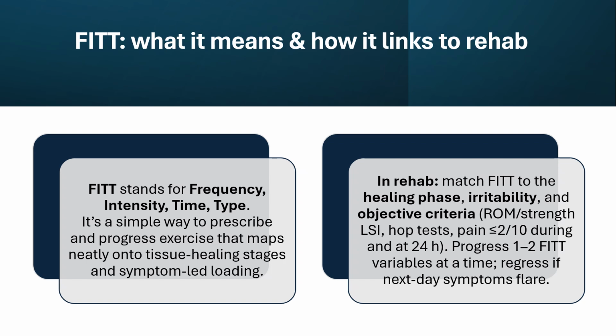Now, intensity. This looks at how hard the load is. For example, RPE, percent of 1 rep max, running speed, plyometric height, or contacts. We increase intensity only when symptoms and objective criteria allow.